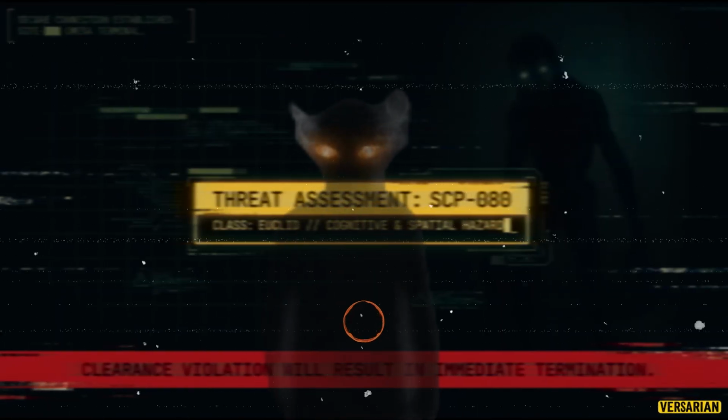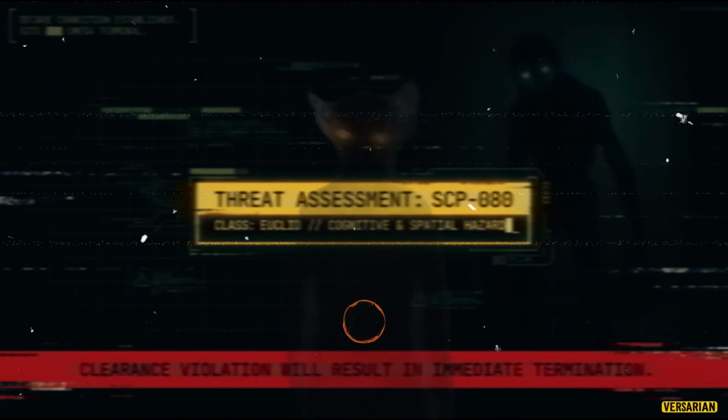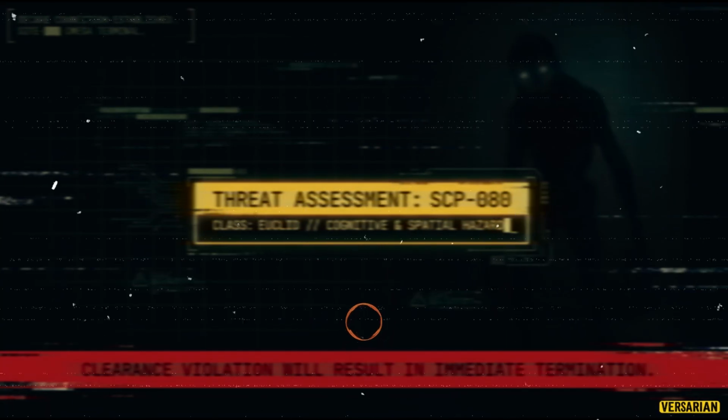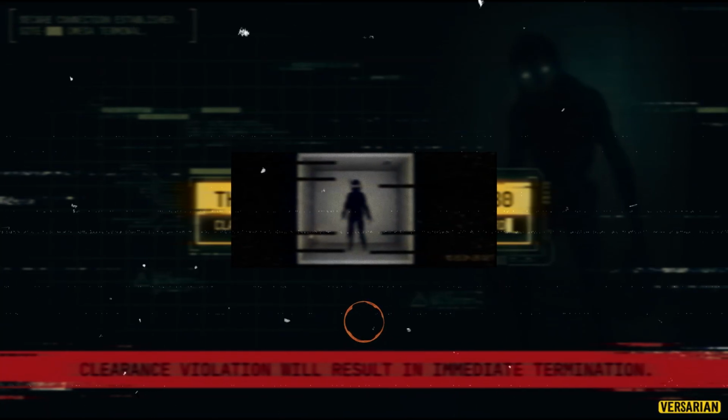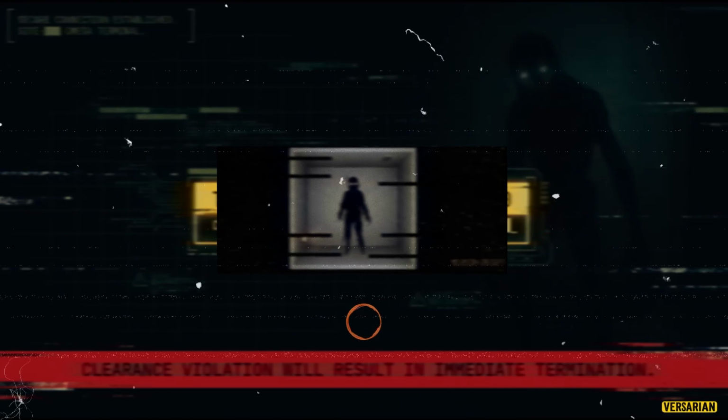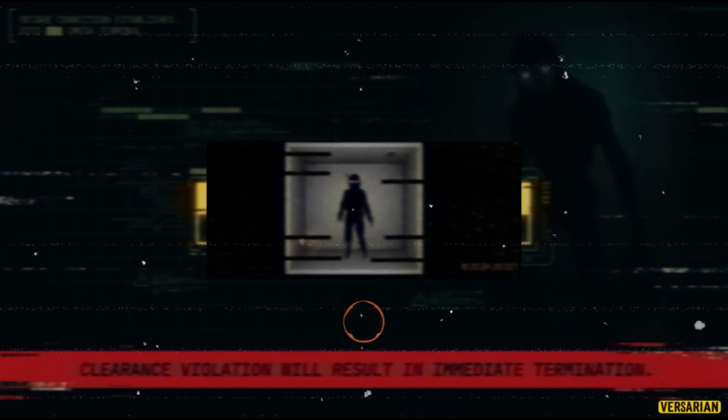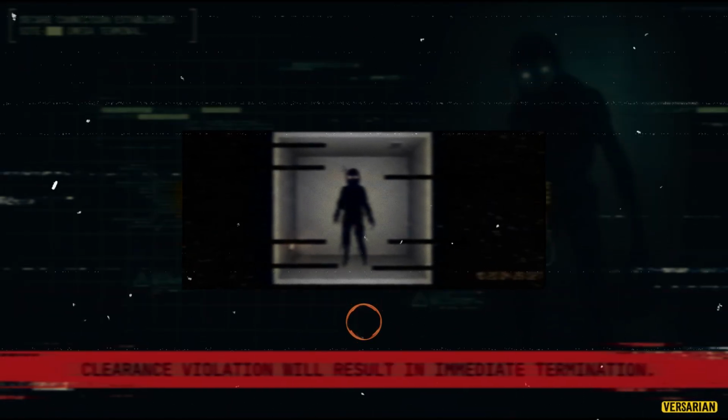As commanders and security chiefs, your total comprehension of this data isn't just expected, it's required for your continued employment, and frankly, failing to understand and apply this data will result in immediate disciplinary action, reassignment, or, given the nature of the entity we're discussing today, your death.